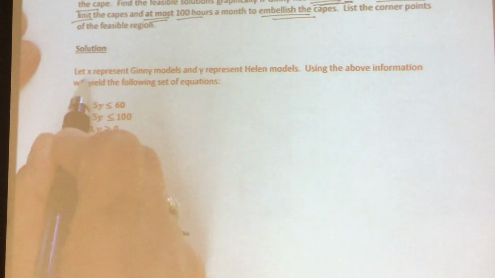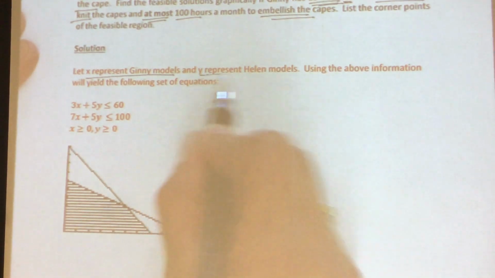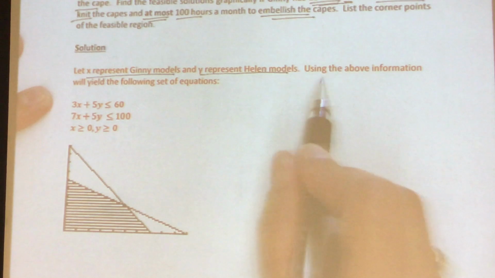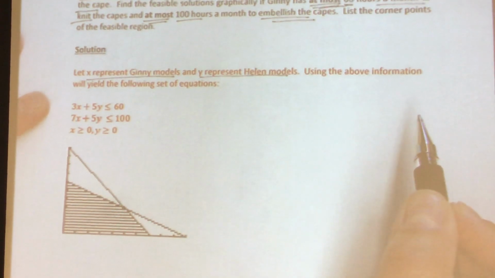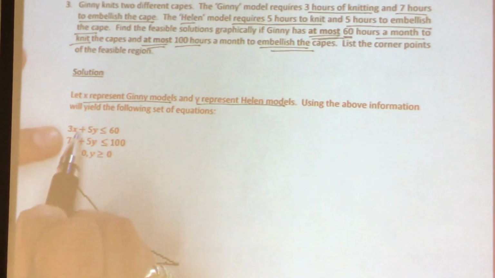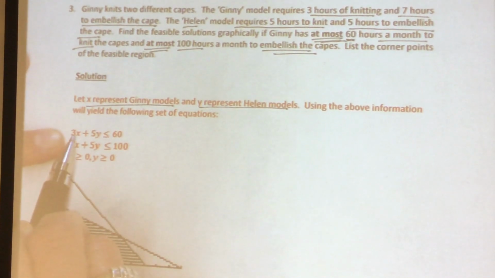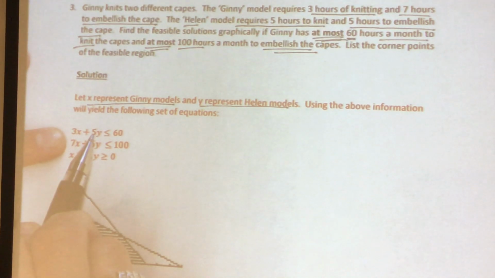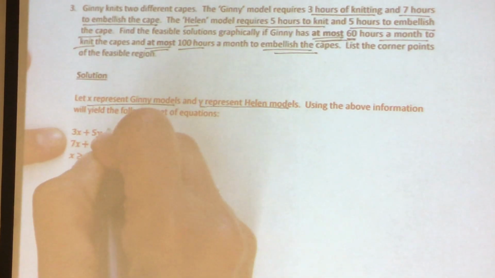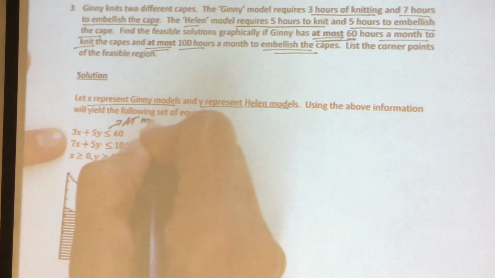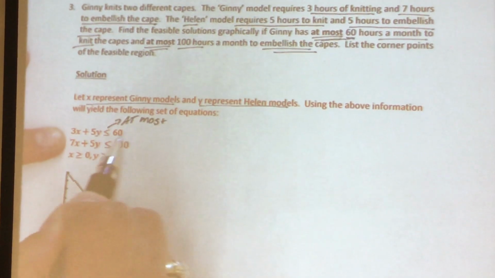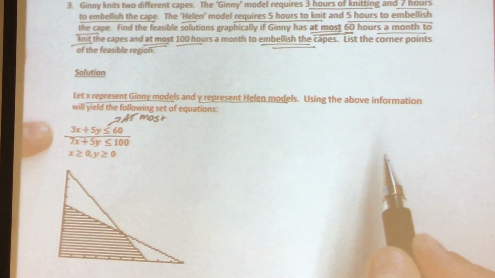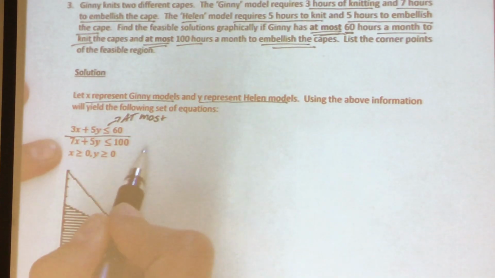So here let X represent the Ginny models and Y represent the Helen model. Using the information above, it will yield these 2 inequalities. Notice we have 3x, since the Ginny requires 3 hours of knitting, and the Helen requires 5 hours of knitting. At most means less than or equal to 60 hours of knitting. So here we have our knitting inequality, and the second inequality is our embellishing inequality.